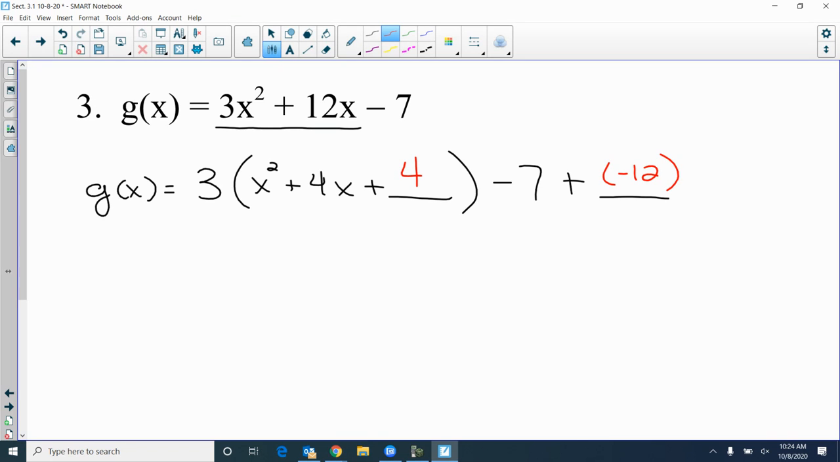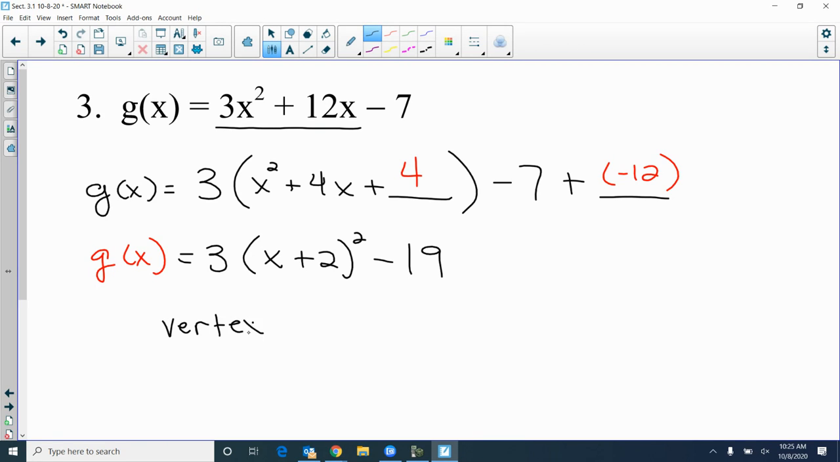So now g of x equals 3 quantity x plus 2 squared minus 19. Minus 19. Vertex is -2, -19. That's g of x equals 3x squared plus 12x minus 7.